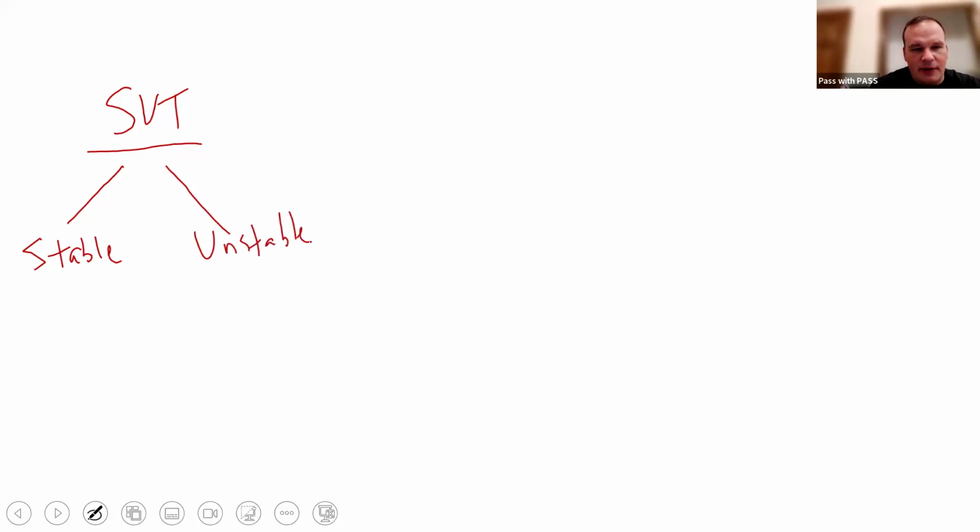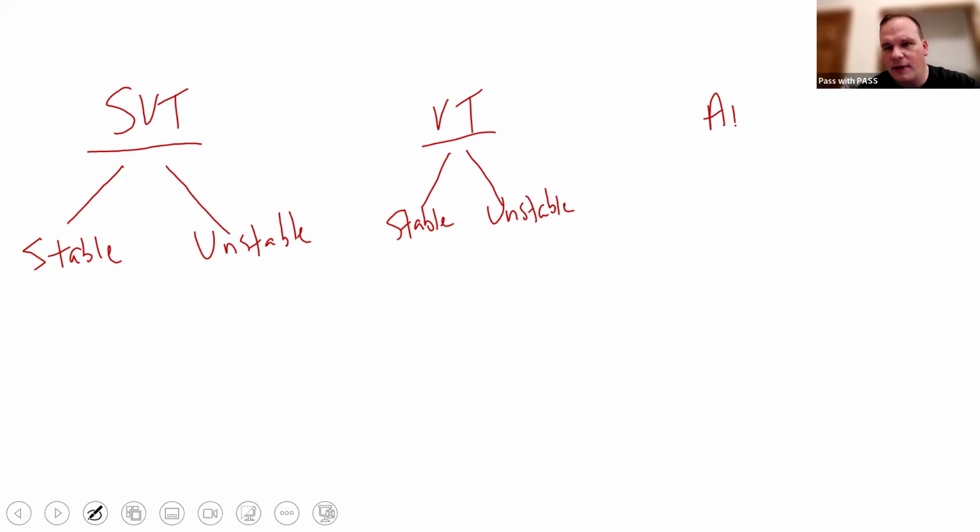So with SVT, I have a stable and an unstable. With VTach, and of course, we're talking about with a pulse, we have a stable and an unstable. And then I have Afib with RVR. I have a stable and I have an unstable.